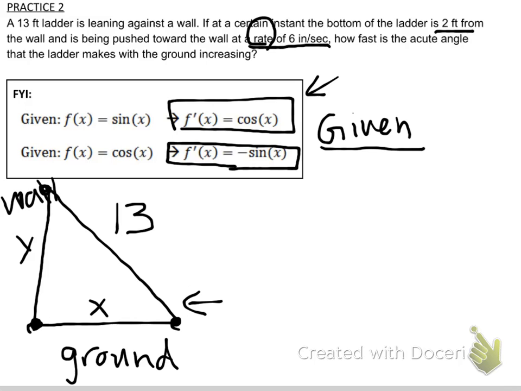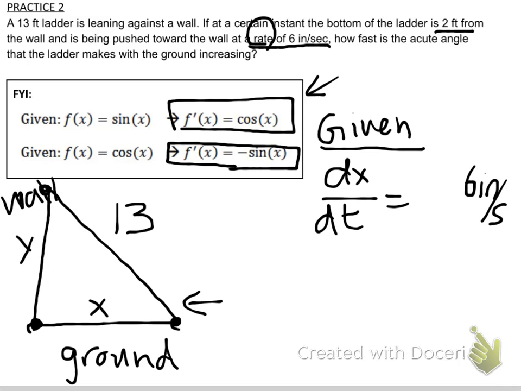So I know that what I want to find is dx over dt, which equals 6 inches per second. Now, the reason why I left such a big space after the equal sign is it's saying that the ladder is being pushed toward the wall. So is the x increasing or decreasing?